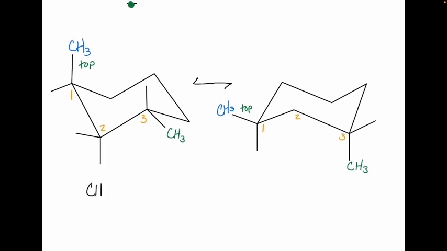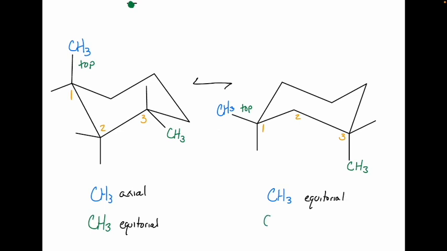So here we have a CH3 axial. I'll keep my color coding good. CH3 axial, CH3 equatorial. We flip. Now we get a CH3, the blue one, in the equatorial, and the green one in the axial position.